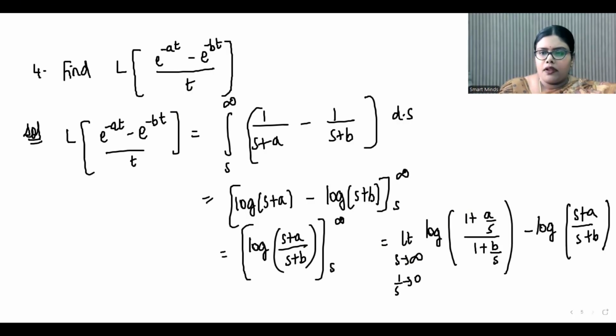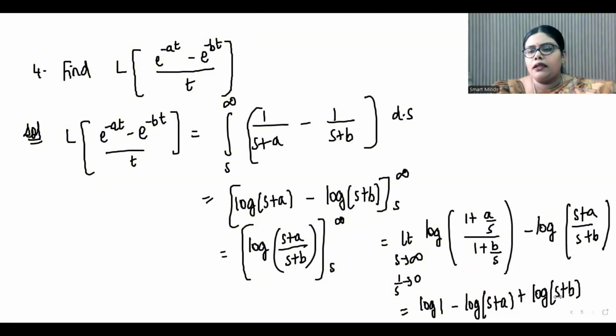So that is equal to, now as s tends to infinity, 1 by s tends to 0 means what? Wherever you have s in the denominator, that will become 0. So a by s will become 0, b by s will become 0. So this is log 1 minus log s plus a plus log s plus b, because log a minus log b is log a by b. Log 1 is 0. So the final answer is log s plus b by s plus a.